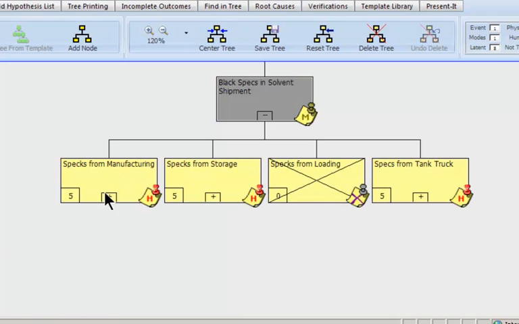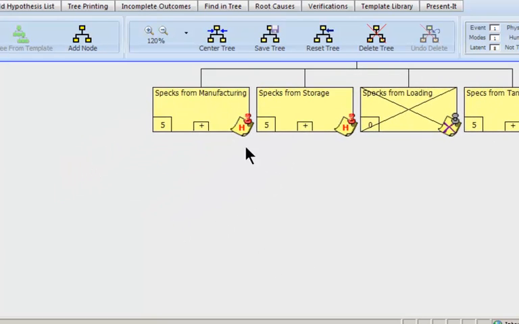Well, we have to explore by asking the question, what are the possibilities? The specks could come from manufacturing, they could come from storage, they could come from loading, and they could come from the tank truck that's making the delivery to the customer. So when you look at this from left to right, that's the path in which the material will flow. So let's take a look at these one at a time.